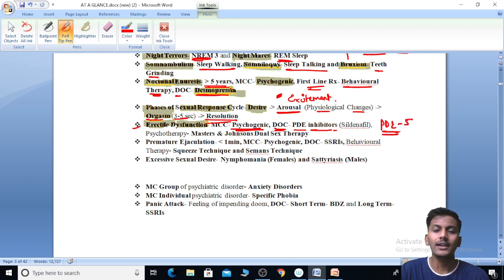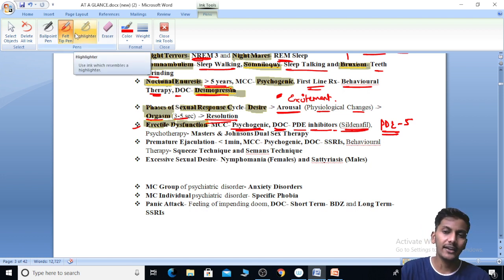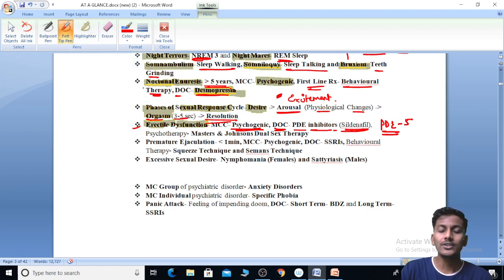Phosphodiesterase 5 ko inhibit karne wali drugs kaun si hoti hai? Sildenafil, tadalafil like drugs. And in the June 2021 session, the question was which is the longest acting phosphodiesterase 5 inhibitor, and the options were sildenafil, tadalafil, and others. Most of them made a mistake and marked sildenafil. Please remember, sildenafil is not the longest acting drug. The longest acting phosphodiesterase inhibitor is tadalafil.